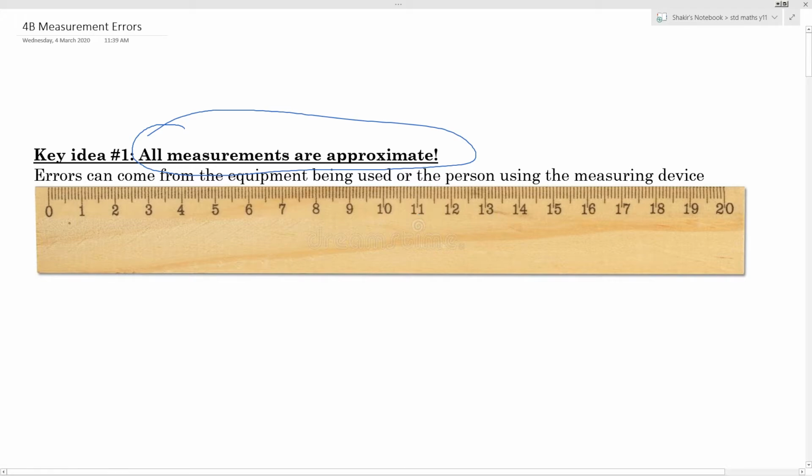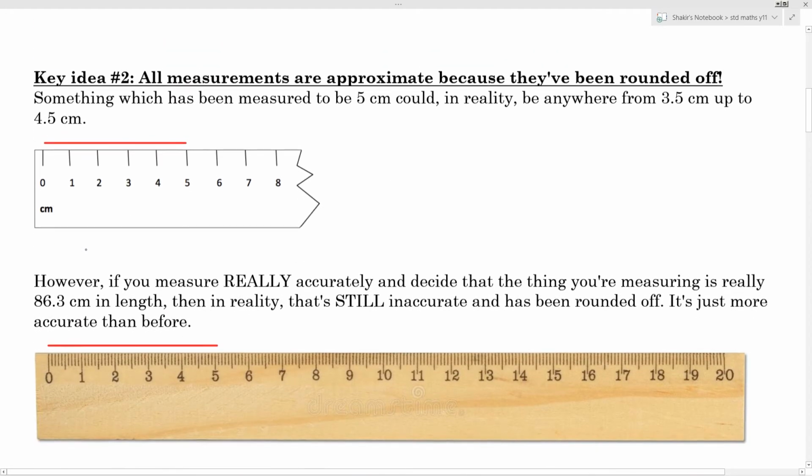For example, if you use this ruler, which only contains centimeters and millimeters, you couldn't measure more accurately than to the nearest millimeter. It's not physically possible because this measuring device, this ruler on the screen, only has millimeters. So that's the most accurate you could measure with this ruler. And that's why every measurement with this ruler would be an approximation to the nearest millimeter. Hopefully that makes sense. So moving on, key idea number two.